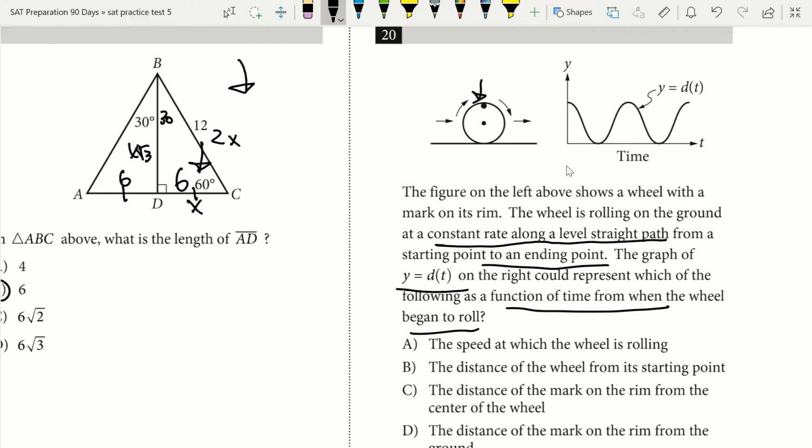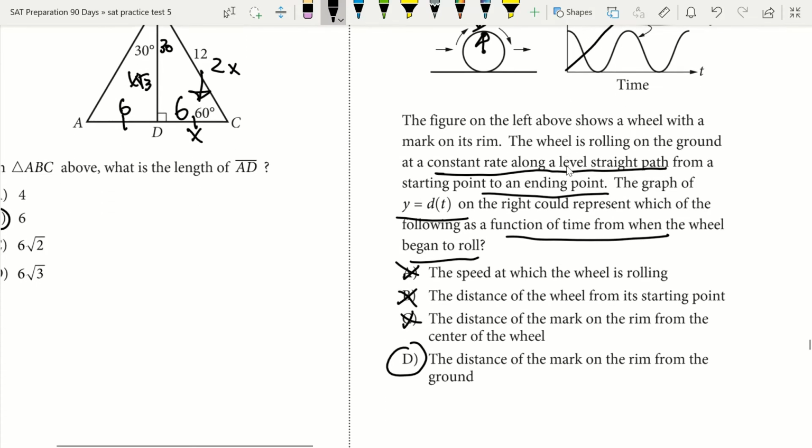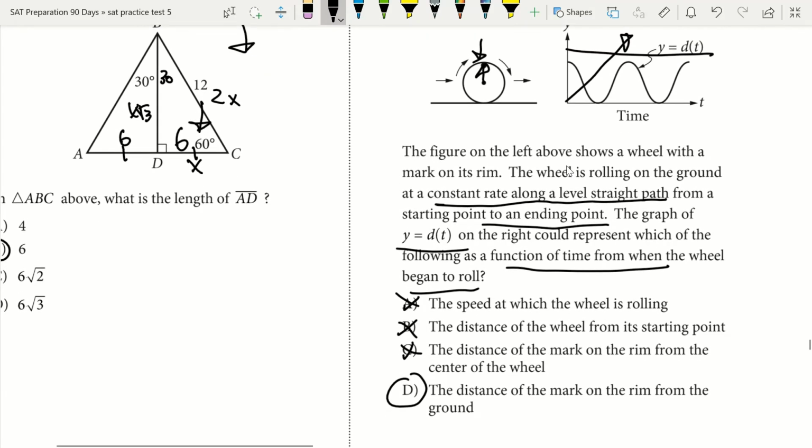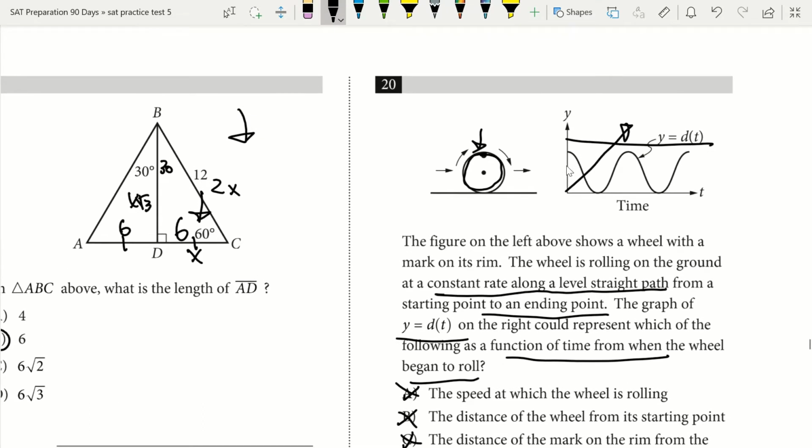Option A, the speed at which the wheel is rolling. No, because we know that that's constant, so it would just be something like that, a straight line across. So A is wrong. B, the distance of the wheel from its starting point. No, because that would just be like this, because it's a constant speed, so it would just be increasing. C, the distance of the mark on the rim from the center of the wheel. That's also constant, because that's just the radius. Okay, radius will always be constant, so our answer is going to have to be D, which is the distance of the mark on the rim from the ground. Okay, that's going to change as that mark rotates as this wheel spins, right? As it goes around, that height from the ground will change. So answer there is going to be D for number 20.